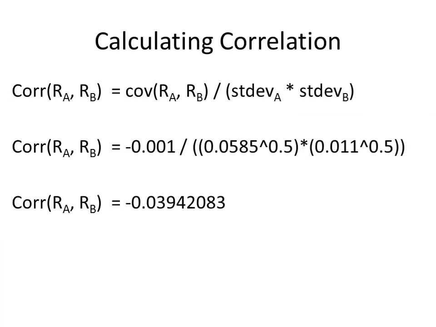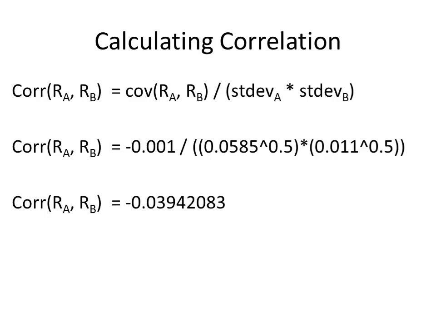Okay, now let's actually go through the calculation for correlation. Our covariance was negative 0.001 from the previous slide. And from 2 slides ago, we know that the variance of SuperTech is 0.0585 and that the variance for Slowpoke is 0.011. And so we're going to take the square root of both of those numbers, then multiply them together. The little caret symbol means exponential, and the 0.5 means 1/2 power. Taking the square root of something is the same as taking it to the 1/2 power.